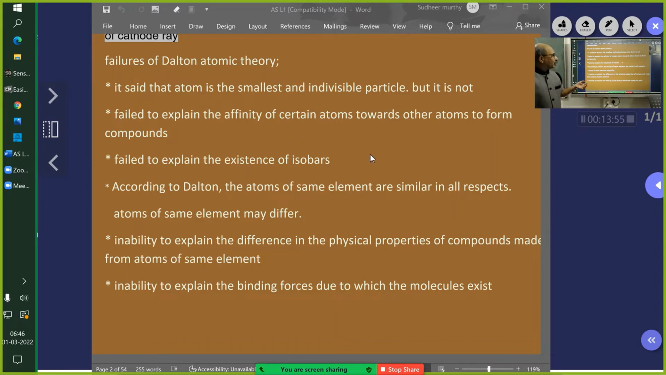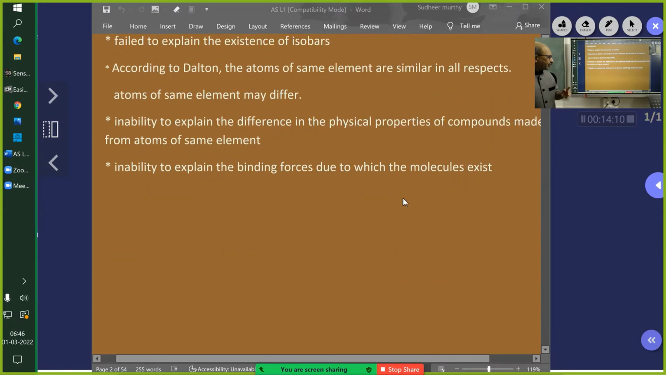One thing I see is that most students miss the discovery of protons and electrons. You can see that the proton was discovered much later. So Dalton's theory failed before protons were discovered.